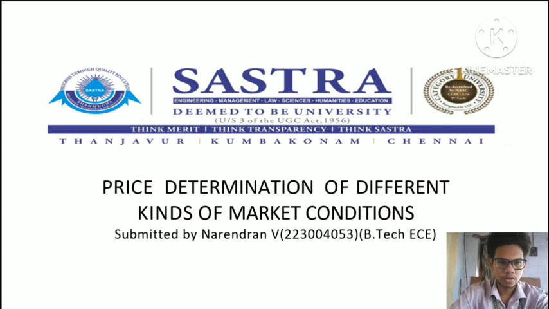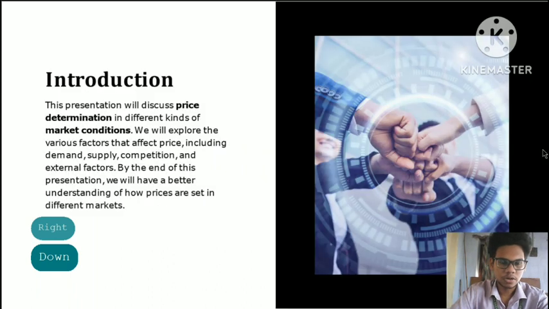Today I am going to give a lecture about price determination of a product and different kinds of marketing condition. Introduction. The price of a product is not only determined by the demand and supply. The price determination in different kinds of marketing condition refers to the process of setting the price of goods and services in different types of market. There are several kinds of marketing condition which affect the product price. Let's see them one by one.